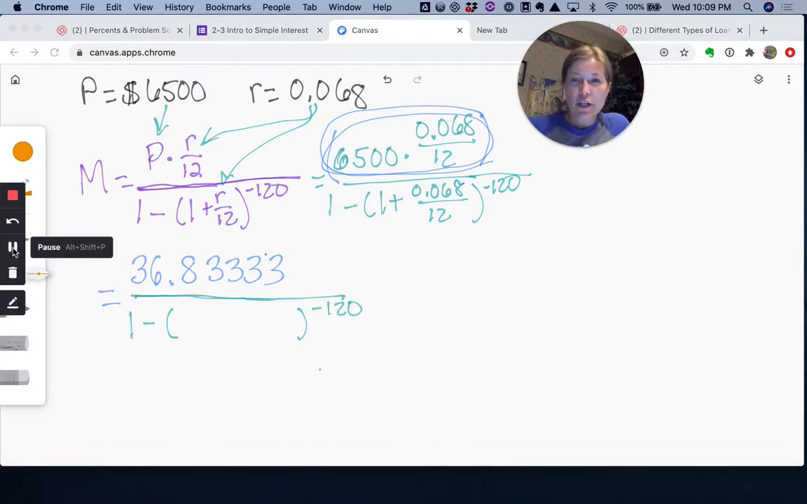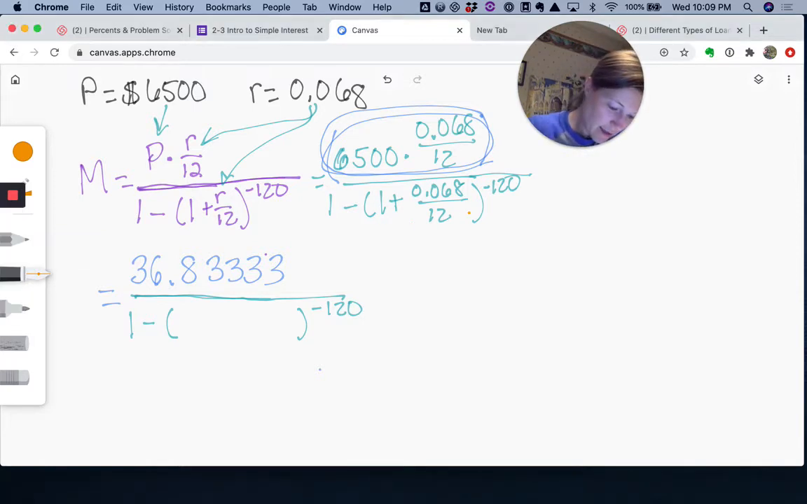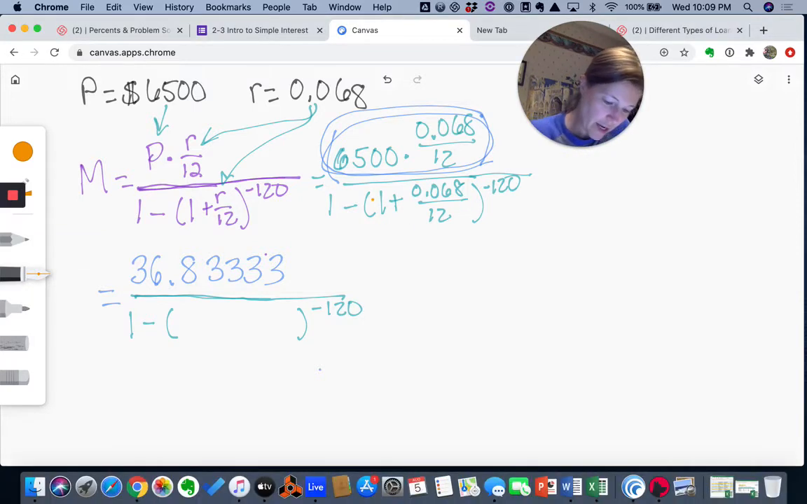So next I'm going to look at the bottom. Inside this parenthesis right here, there we go. I need to do the division before I do this addition. So in my calculator, I'm going to put in 0.068 divided by 12 equals, and get whatever I get. And then I'm going to add 1.